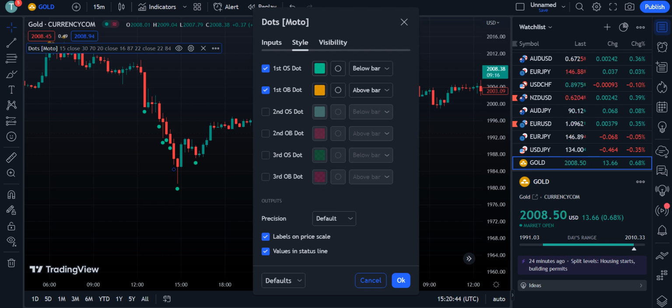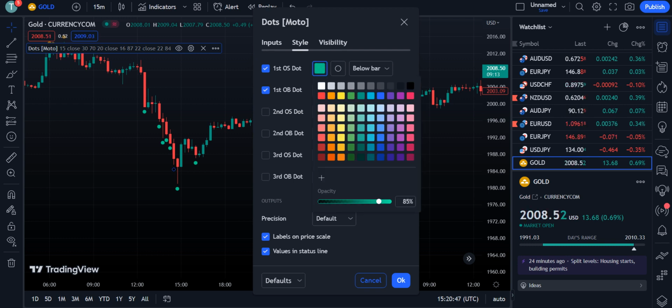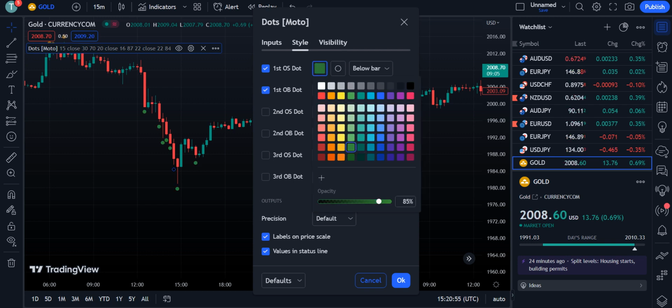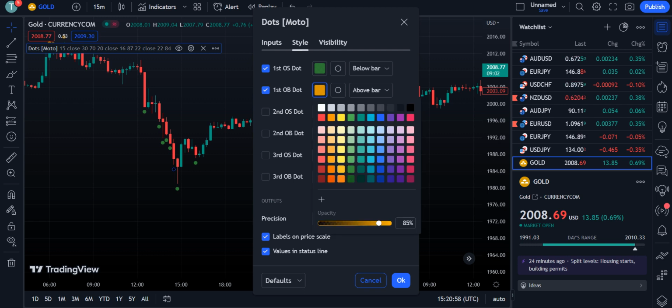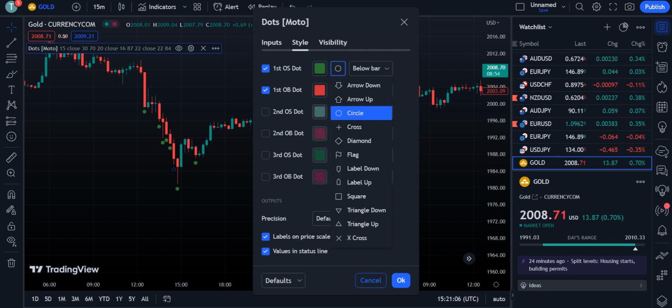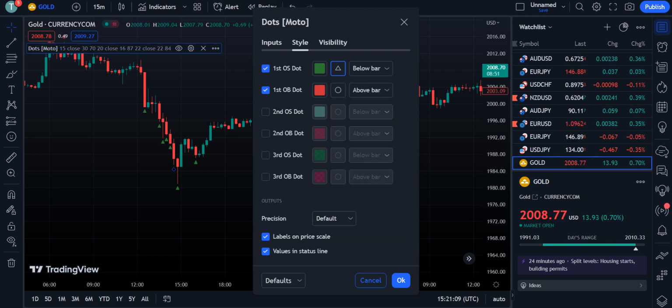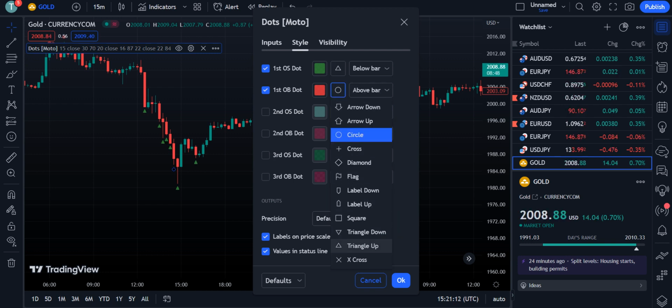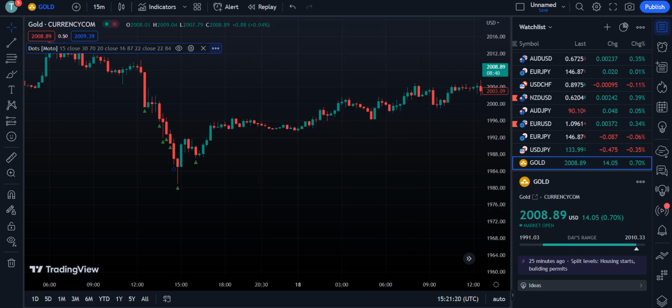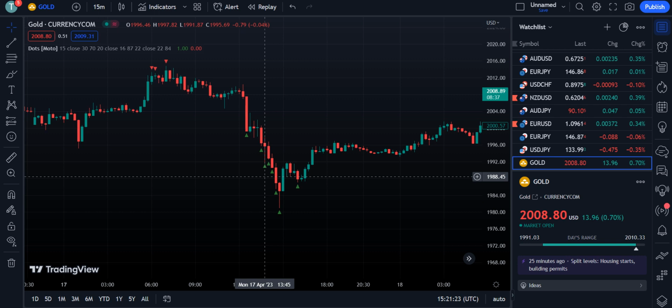Now we have to change its adjustment. First of all, I will change the first OS dot color from green to bright green, and then the first OB dot from yellow to bright red. Okay, this is better. Now I will change this circle into a triangle up, and this one to a triangle down. Okay, it's better now. Click OK, and this is all about the adjustment of this indicator.